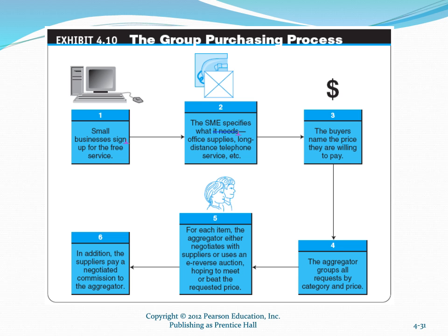That aggregator will then negotiate with various suppliers, or perhaps use a reverse auction, something of that nature, in order to try to beat that requested price. In other words, get a price that's less. And then they're able to, in step 6 you see there, provide those various goods and services, and they're able to pocket the difference or make their money that way.